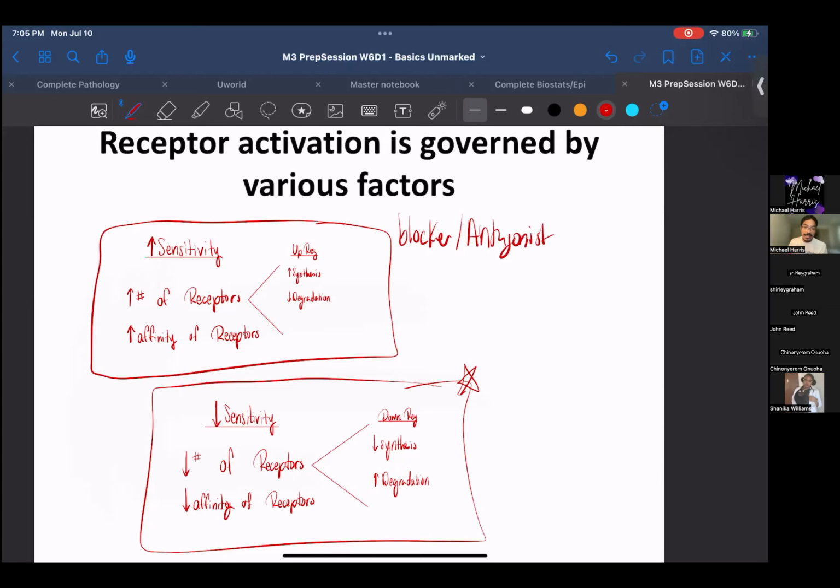When you antagonize, you block it, and as a result, you upregulate, you increase the sensitivity to that particular ligand. So, an example, beta blockers. Beta blockers block beta 2 and beta 1 receptors. And as a result, your body will start to upregulate beta 2 receptors to find epinephrine. Okay, this is an example of increased sensitivity.